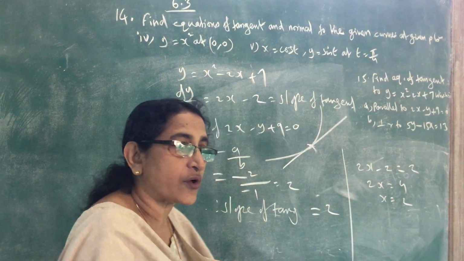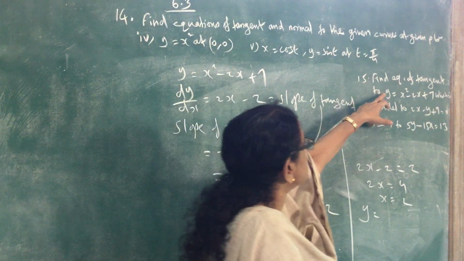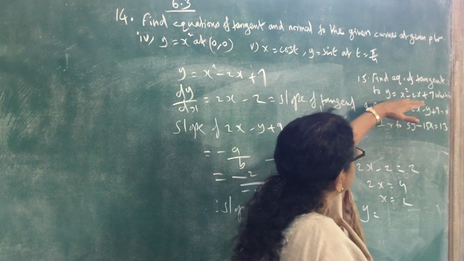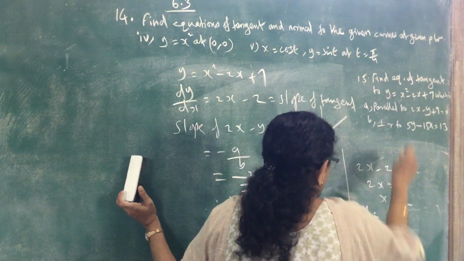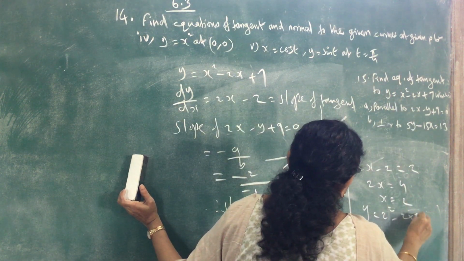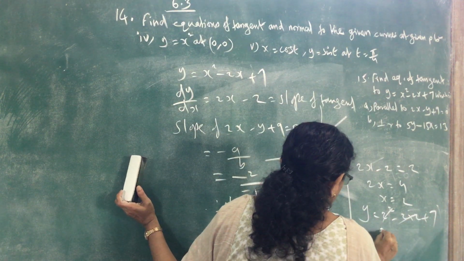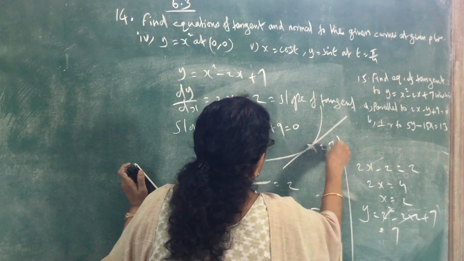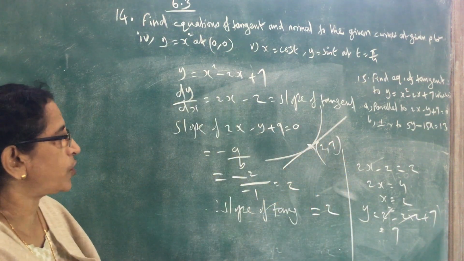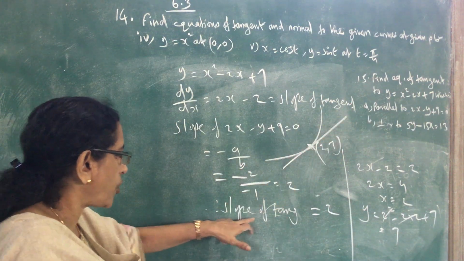Now we can find the y coordinate. We substitute in the equation of the curve. When x equal to 2, y equal to 2 square minus 2 into 2 plus 7, which is equal to 7. So this is the point 2, 7. At 2, 7 the tangent is parallel to that line. So we got the point, and the slope of the tangent is 2.